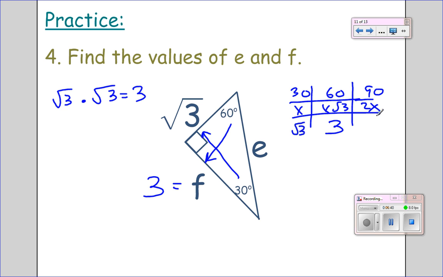Now, how do you go from 30 to 90? Because we never want to go 60 to 90. Well, from x to 2x is times 2, so 2 times root 3 is just 2 root 3. So e equals 2 root 3.